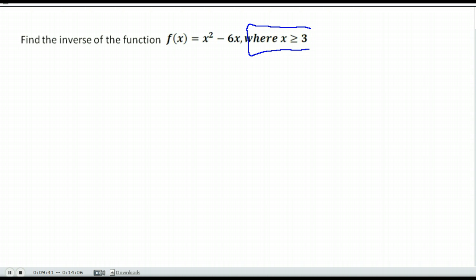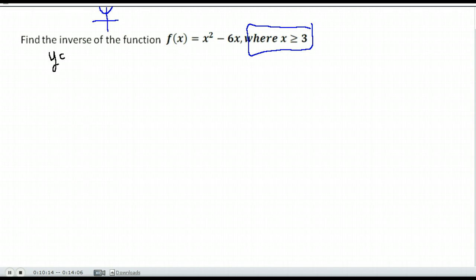Notice they gave us a domain here that x is going to be greater than or equal to 3. That's because if we graph this, it would be a parabola with its vertex at 3. So our y values on that have to be greater than or equal to 0. So in the inverse, our x values will have to be greater than or equal to 3. And you'll see a little bit better why after we find the inverse.